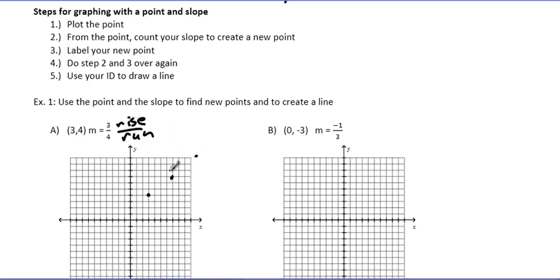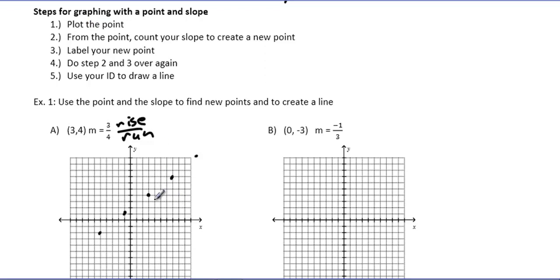Something else you could do is the opposite of this. The opposite would be, instead of up 3, to go down 3, and instead of to the right, to go to the left 4. And you'll notice that that point falls in that same line. Down 3, over 4.